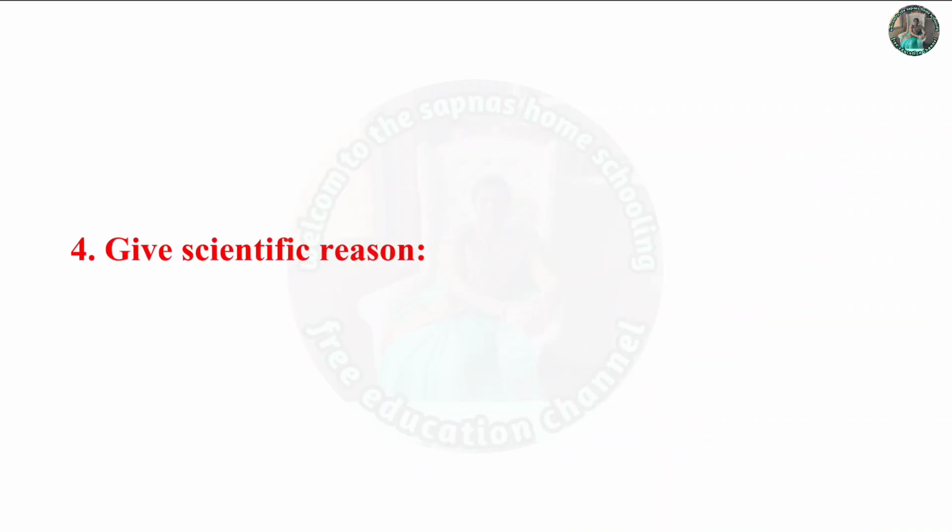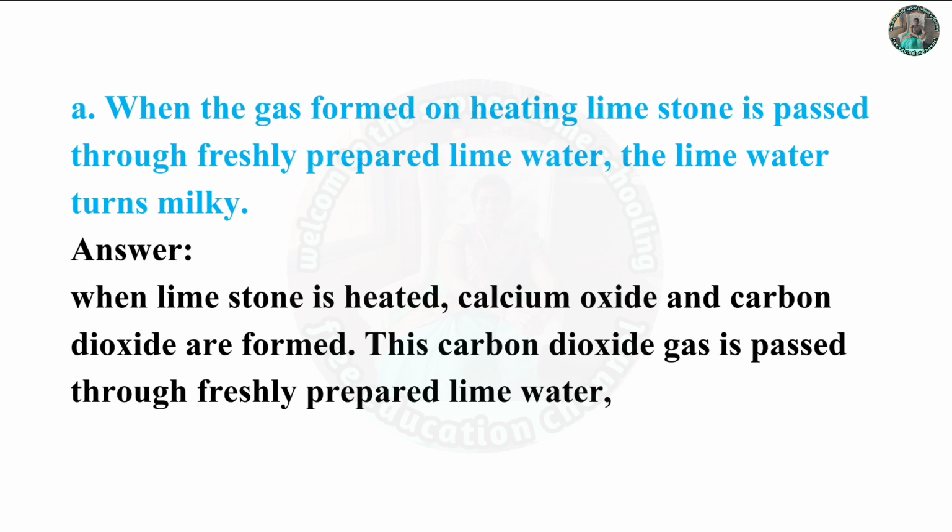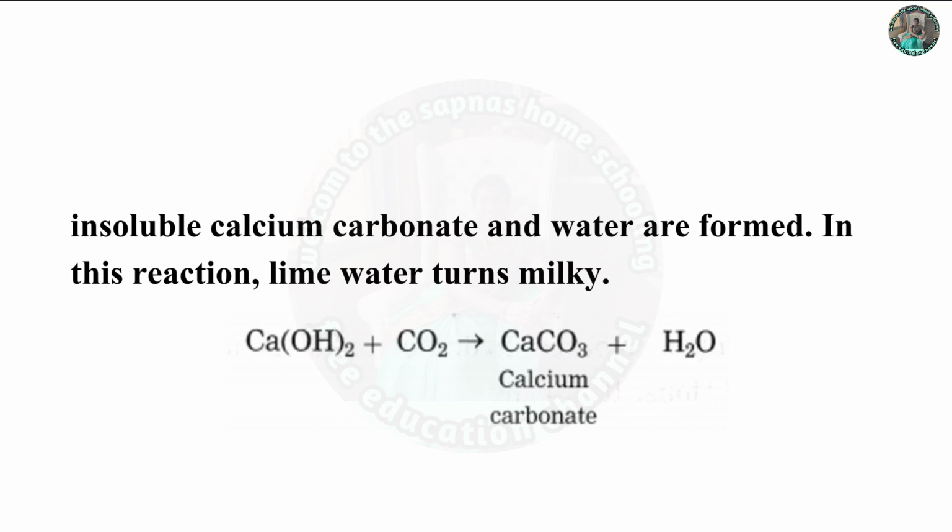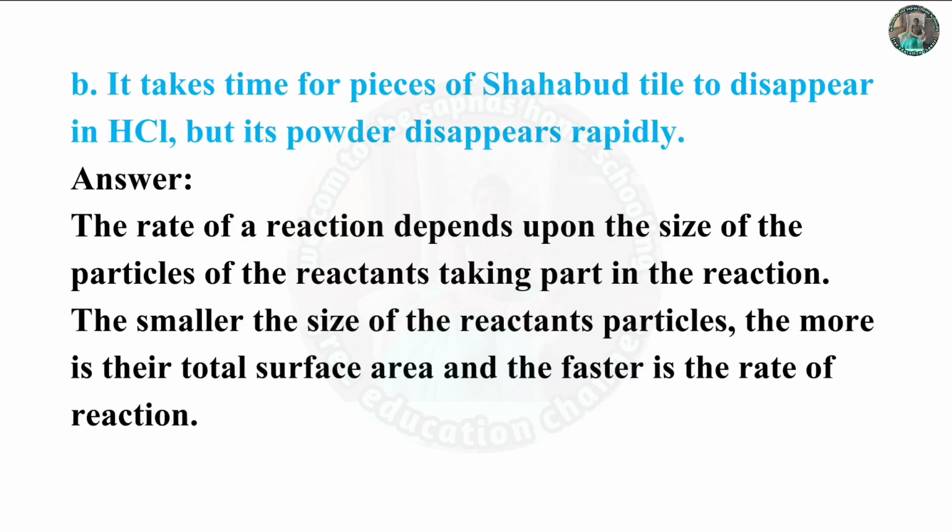Fourth question, give scientific reason. A. When the gas formed on heating limestone is passed through freshly prepared lime water, the lime water turns milky. Answer. When limestone is heated, calcium oxide and carbon dioxide are formed. This carbon dioxide gas is passed through freshly prepared lime water. Insoluble calcium carbonate and water are formed. In this reaction, lime water turns milky. Means Ca(OH)2 plus CO2 is equal to CaCO3, calcium carbonate, plus water.